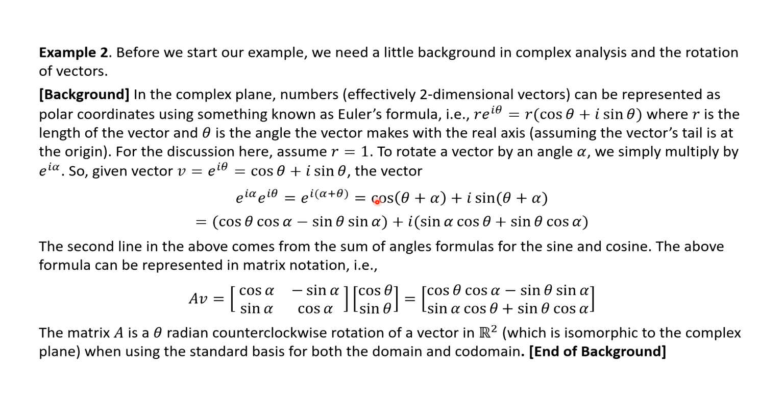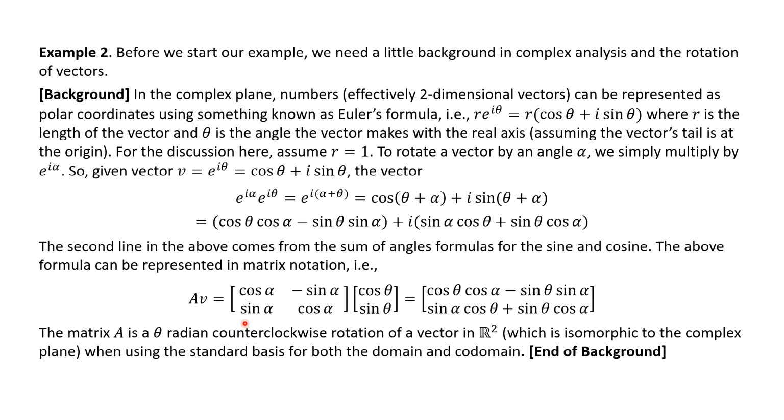And then using the formulas from trigonometry for the sum of two angles, we get this here for the cosine of theta plus alpha, and then the sine of theta plus alpha is this expression here. So this gives us the formula for rotating the vector v by an angle alpha, but we can write that in terms of matrix multiplication.